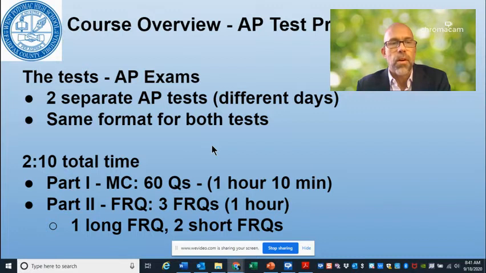There's one part that is multiple choice. It's 60 questions for 1 hour, 10 minutes. And then there's a part two, which is a free response section, which is actually three separate questions, two short questions and one longer question. And they have 1 hour to complete the second part. And they take place, I think this year, on May 10th and May 12th.